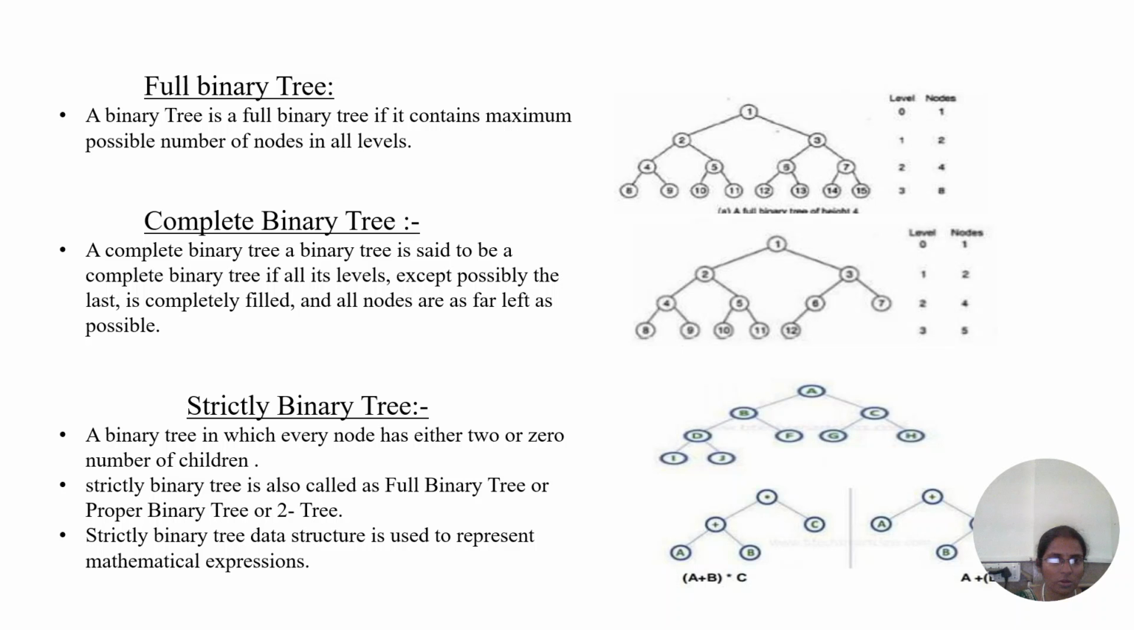Strictly binary tree is also called a full binary tree or proper binary tree or two-tree. We can also say that it is a full binary tree and a two-tree. Strictly binary tree data structure is used to represent mathematical expressions. In the given example, we see an expression for A plus B star C. That means mathematical operations can be represented in a strictly binary tree.